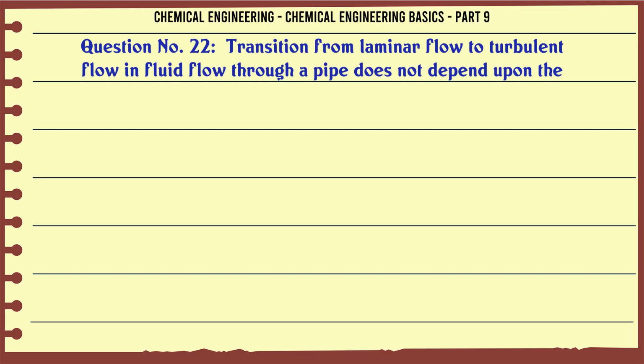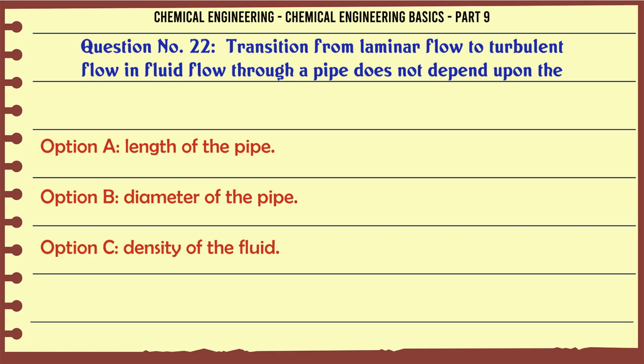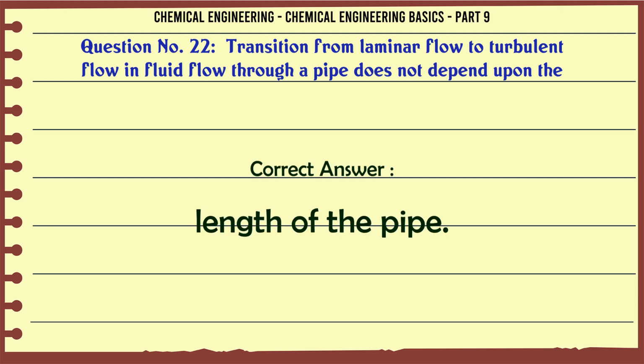Transition from laminar flow to turbulent flow in fluid flow through a pipe does not depend upon the: A. Length of the pipe, B. Diameter of the pipe, C. Density of the fluid, D. Velocity of the fluid. The correct answer is length of the pipe.